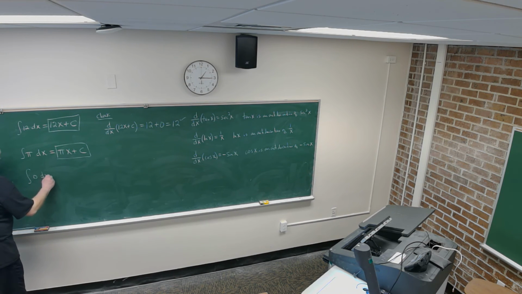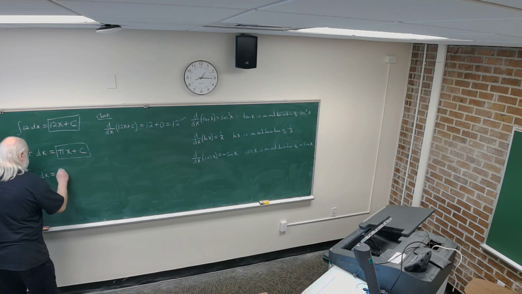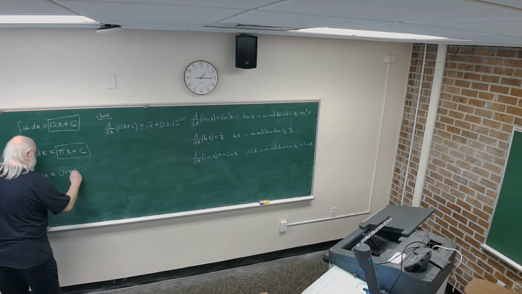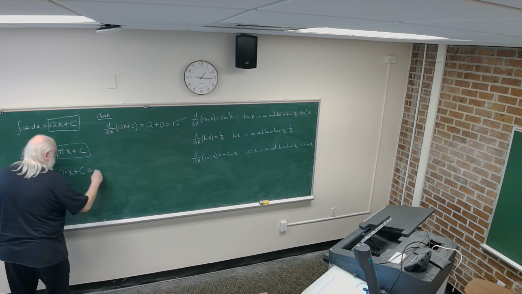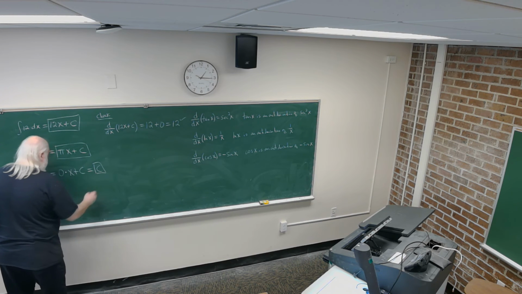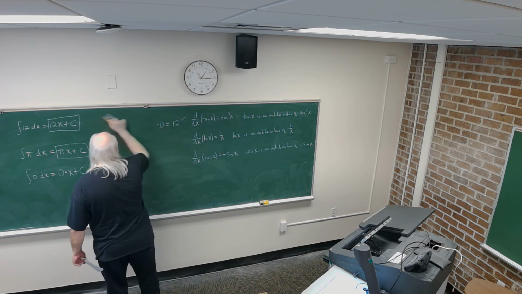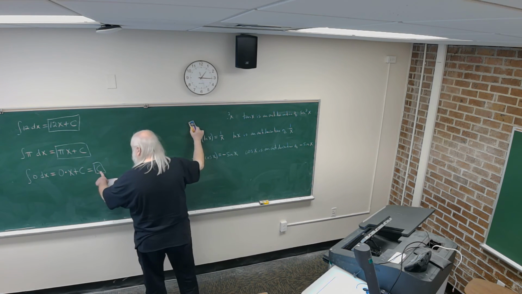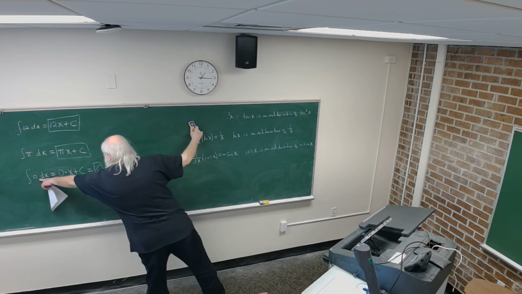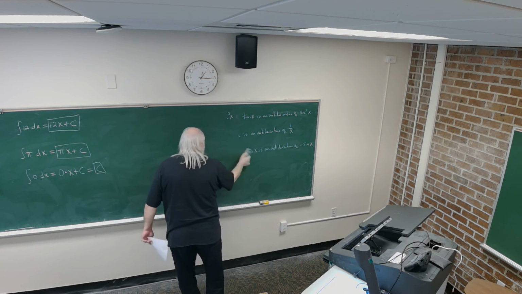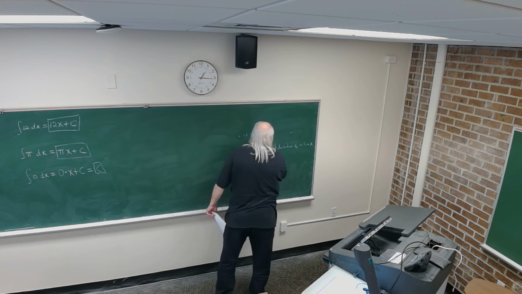The antiderivative of 0 with respect to x. What's that equal to? Yeah, very good, Alex. C. Plug in, this is 0 times x plus c, and 0 times x is 0. And so the antiderivative of 0 is just the constant c. And the derivative of the constant c is equal to the integrand 0.